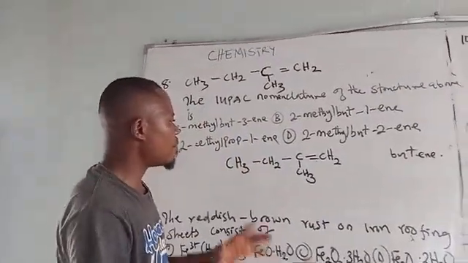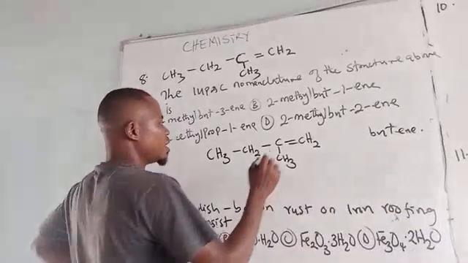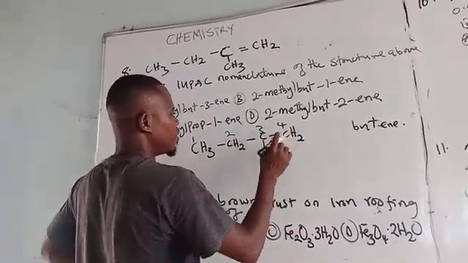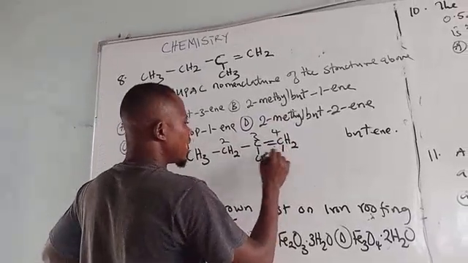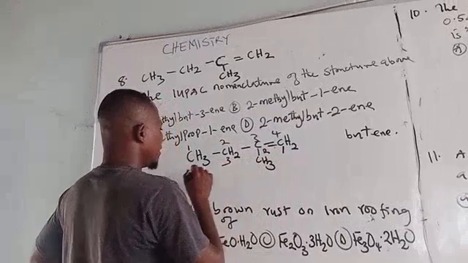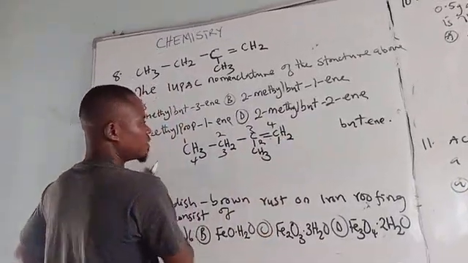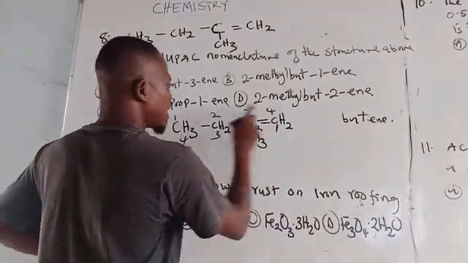Now, I have to number from the side that gives this functional group the smallest possible number. So if I number from this side, I'll have 1, 2, 3, 4. This number is too high because I have the double bond at 4. But if I number from this side, I'll have 1, 2, 3, 4. That means numbering from right to left gives my functional group number 1, while numbering from left to right gives it number 4.